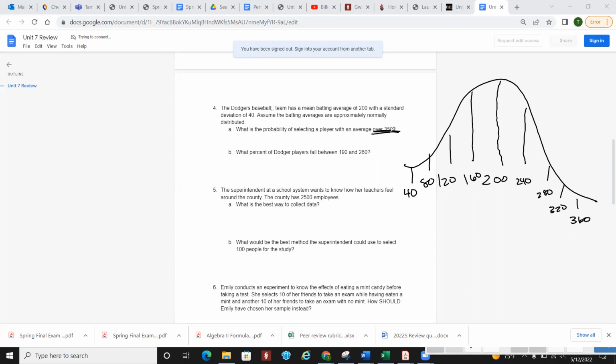So what is an average over 350? Well, 350 doesn't fall on my normal curve, right? So I'm going to have to use the z-score and then use the z-chart. So my z-score formula is going to be x minus mu over the standard deviation. So that's going to be 350 minus 200 over 40. So that'll be 350 minus 200 divided by 40. And that'll give us 3.75.